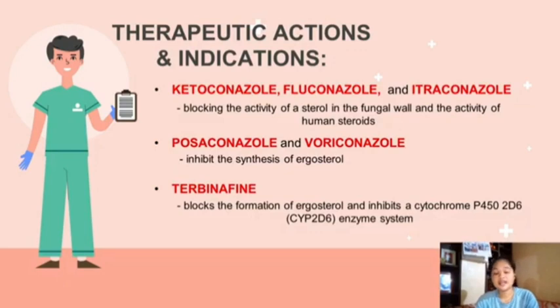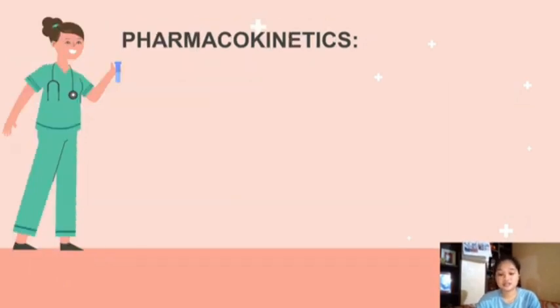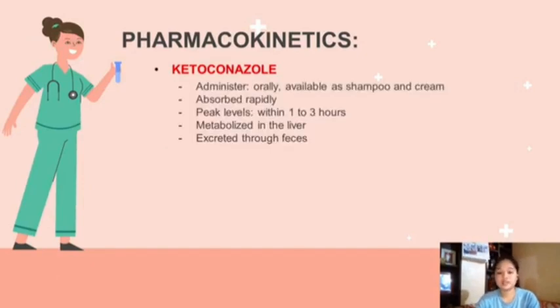Now let's identify the pharmacokinetics of each drug. First is ketoconazole. It is administered orally. There are also shampoo and cream available. It is absorbed rapidly with peak levels, meaning the highest concentration of a drug in the patient's bloodstream, within 1 to 3 hours. It is metabolized in the liver and excreted through feces.